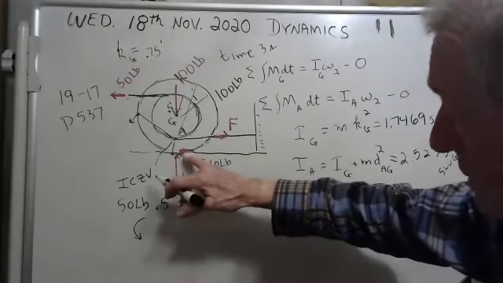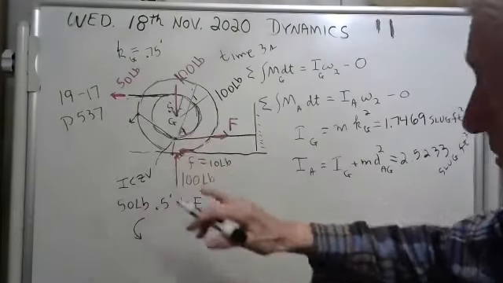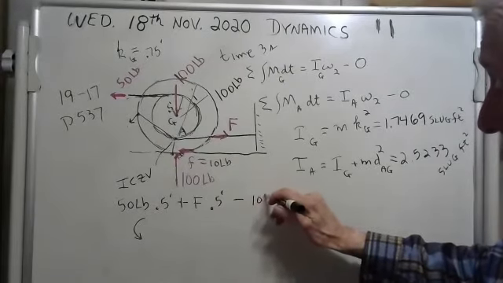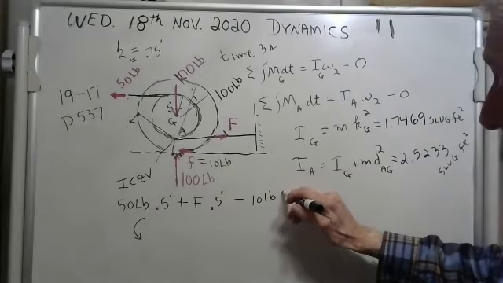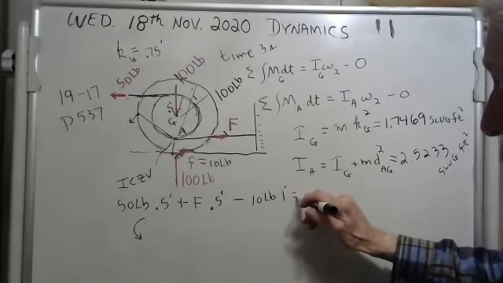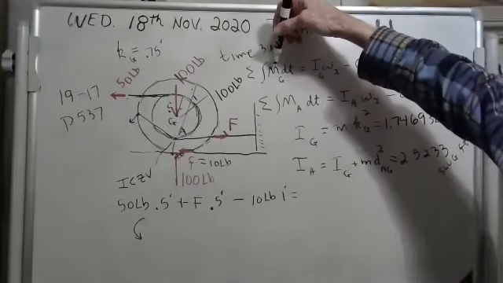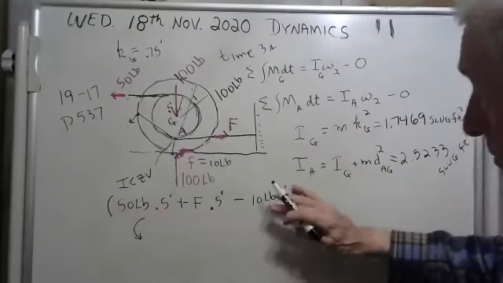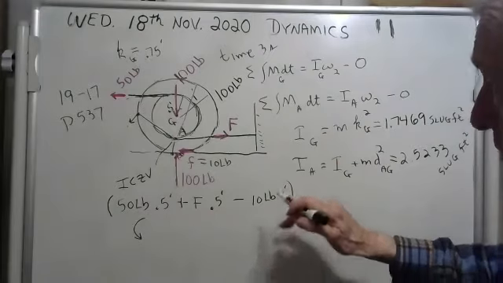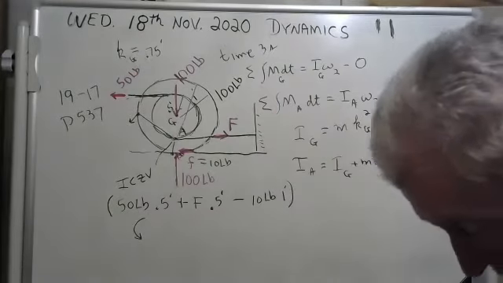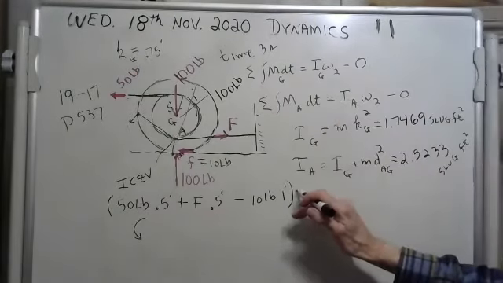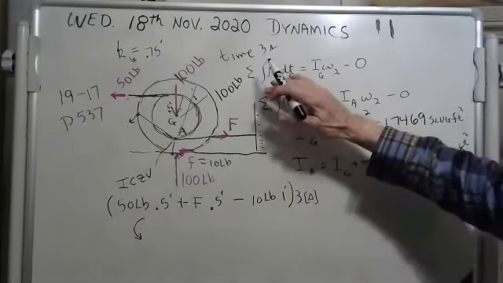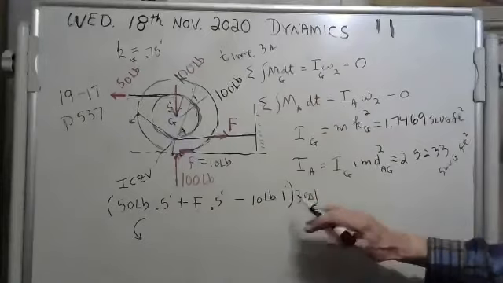But see, that little friction guy, he's making you go clockwise. You're going to have to subtract it: 10 pounds times 1 foot. That's it for all the sum of the moments. Wait a minute. I'm forgetting something terribly important. I'm forgetting the time. Well, what's the time? 3 seconds. Don't forget the time. We got the moments, but I forgot the time.